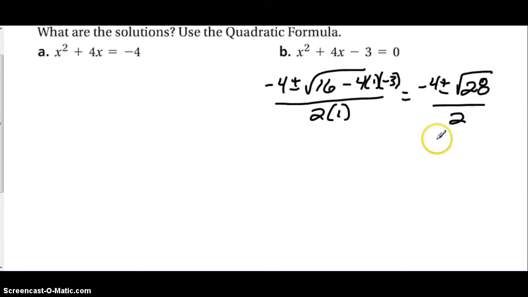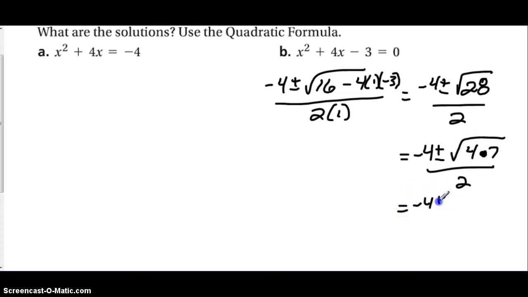all over 2. It gets a little bit easier. We have to simplify this because I know that 4 is a factor of 28, and I can simplify this radical. So let's do that. Negative 4 plus or minus, I'll show you what I'm doing here, 4 times 7 over 2. I'm going to kick the 4 out because the square root of 4 is 2. So I'm going to have negative 4 plus or minus 2 radical 7 all over 2.